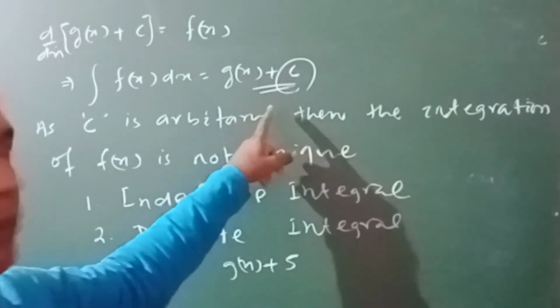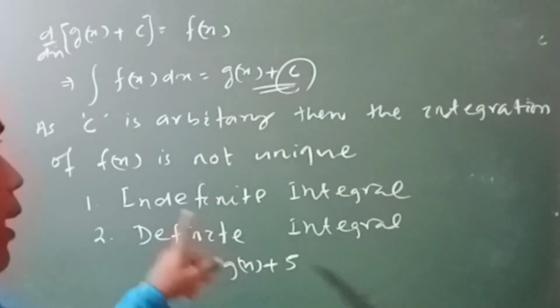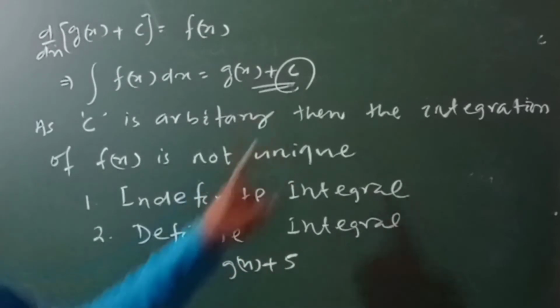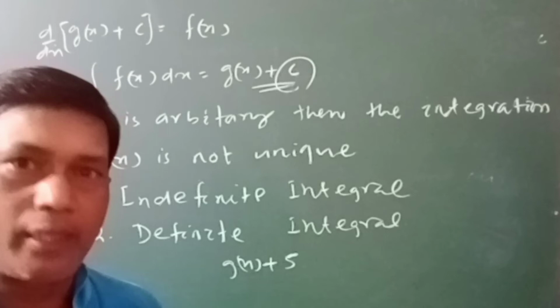So in integration, if the arbitrary constant is present, then this integration is an indefinite integral, and if there is a particular value assigned to c, then that is a definite integral. So there are two types of integral, one is indefinite, another is definite.